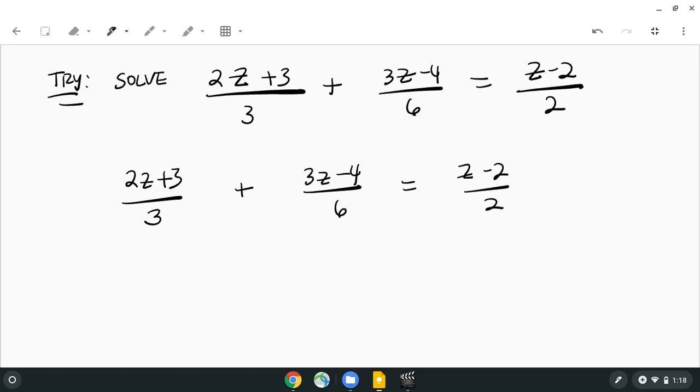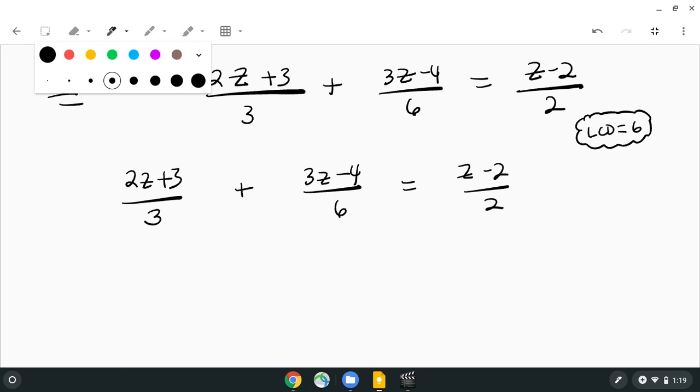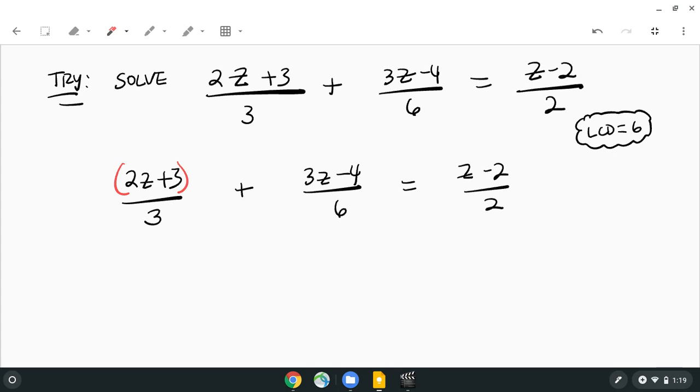So the LCD between 3, 6, and 2 would be 6. Okay, 6 is a multiple of 3, 6 is a multiple of 6, and 6 is a multiple of 2. So that's what I'm going to multiply all of my terms by. That's what I'm going to use to get rid of my fractions. Okay, I have more than one term there, so I'm going to use parentheses. Multiply by 6. Same thing here. Going to use parentheses. And same thing over here.